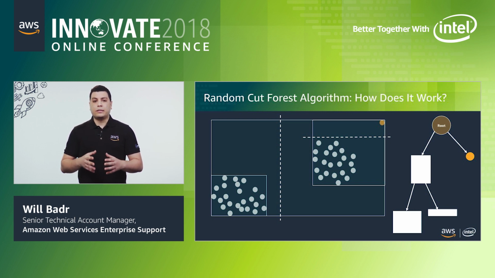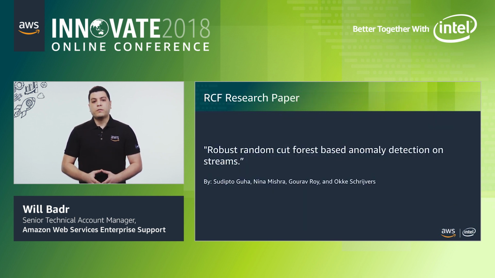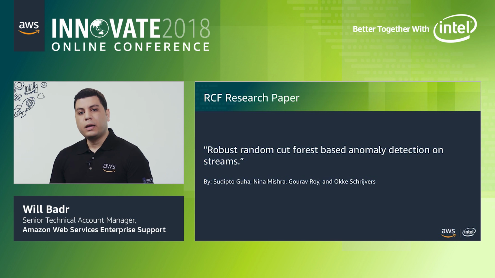If there's a point that is an outlier, there's a very high probability that this point will be closer to the root of the tree, and that's because it will be cut and become isolated early in the process. The closer the point is to the root, the higher the score gets. And we keep doing that until every point in the tree is completely isolated. For more details about the random cut forest algorithm, please refer to the algorithm research paper.